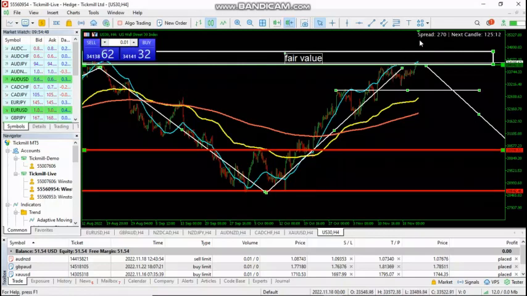If it breaks above it, I'll look for some buying opportunities. So that's the way I trade and how I use my, how can I say it, price action and support and resistance levels and fair value levels to make an assessment of where I need to trade and where I need to go.